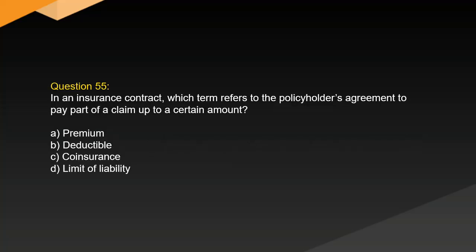Question 55. In an insurance contract, which term refers to the policyholder's agreement to pay part of a claim up to a certain amount? A. Premium. B. Deductible. C. Coinsurance. D. Limit of liability.